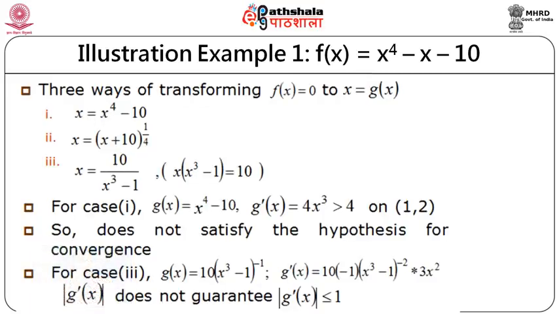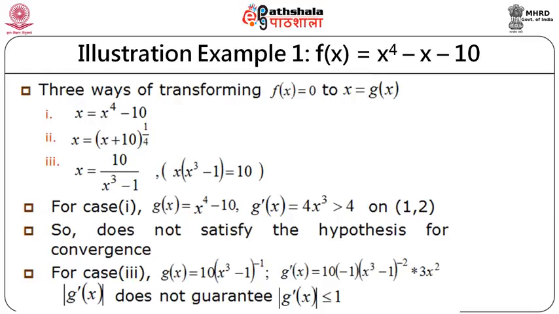Now, let us transform f(x) equal to 0 in the form of x equal to g(x), and let us see what are the different ways. Again, x raised to 4 minus x minus 10 equal to 0. The simplest way is to retain x on one side, other terms on the other side. So, we get x is equal to x raised to 4 minus 10. The second is to keep x raised to 4 on the left and take other terms on the right side, which gives x raised to 4 is x plus 10. So, x is x plus 10 raised to 1 by 4, the fourth root of x plus 10.